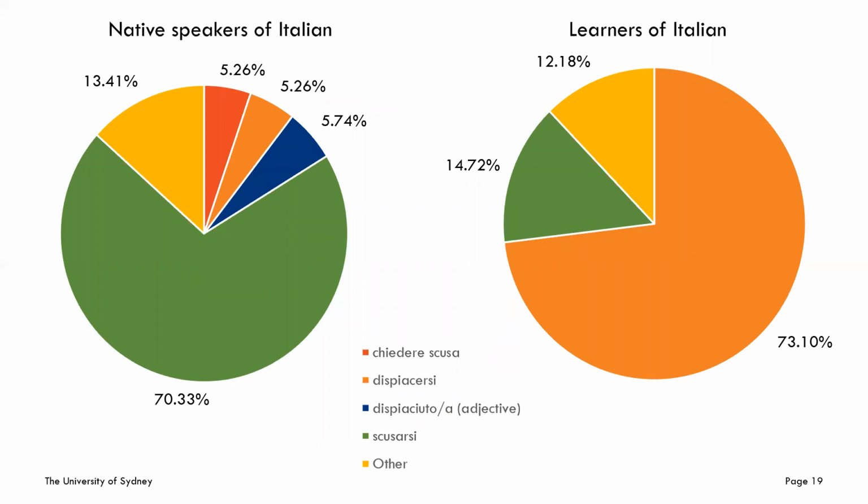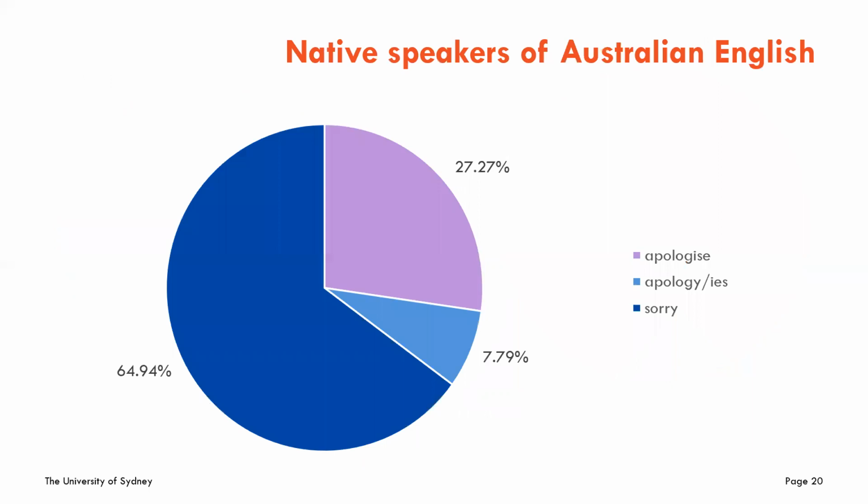And then when we look at the native speakers of Australian English, we might see why there might be this reliance on dispiacersi in the learners of Italian. So remembering that dispiacersi is that expression of regret and scusarsi carries a bit more weight, more of an asking for forgiveness. So here, sorry, the classic expression of regret in Australian English, is really the most common IFID used by the native speakers of Australian English, whereas apologise and apologies are less frequent.